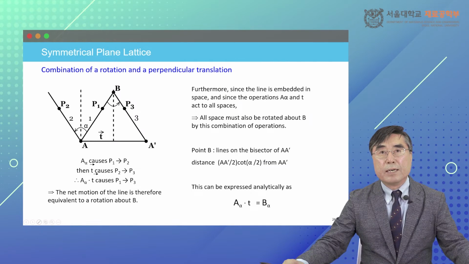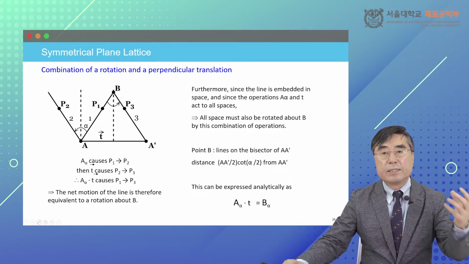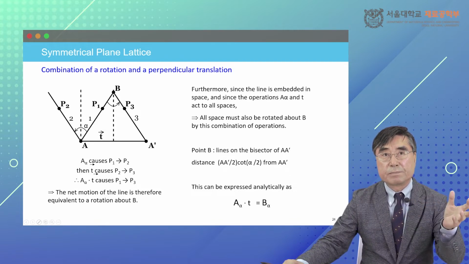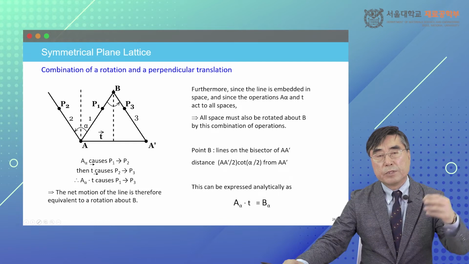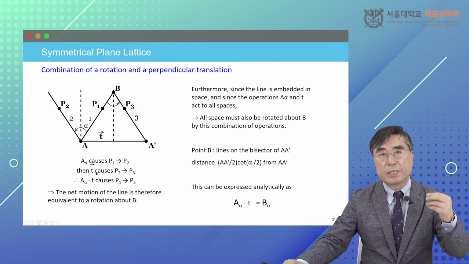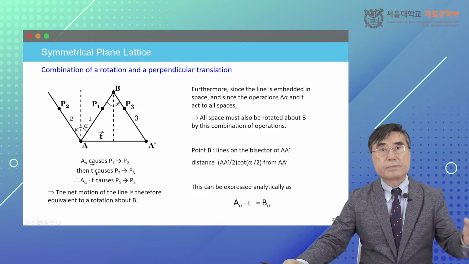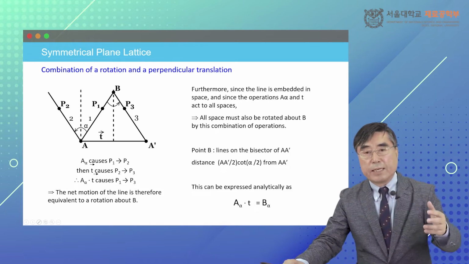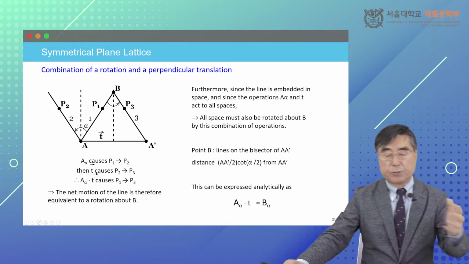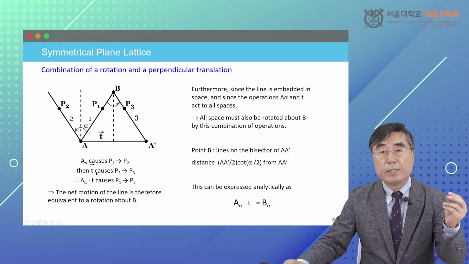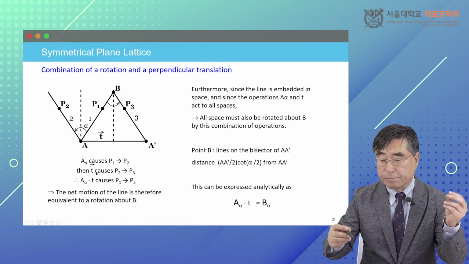Okay, now we will systematically derive the 7 crystal systems and 14 Bravais lattices, based on the repetitiveness of the crystal structures and also based on the symmetry elements. Before doing that, there's one more thing that I wanted to discuss with you. That's the combination of a rotation and the perpendicular translation.